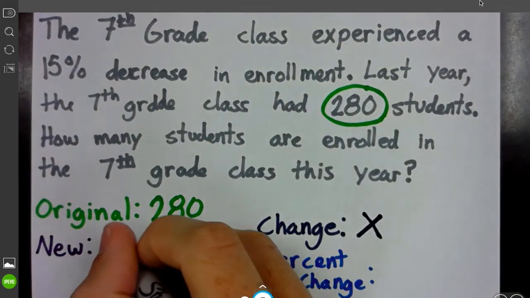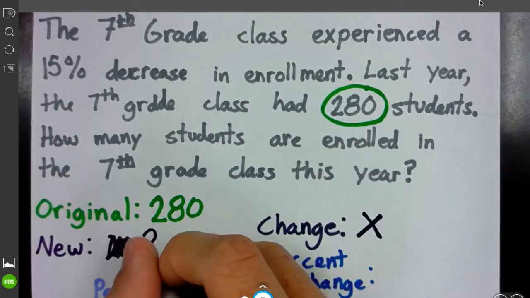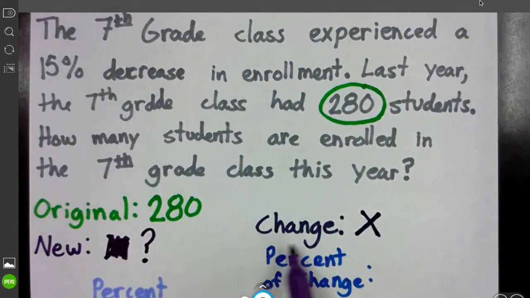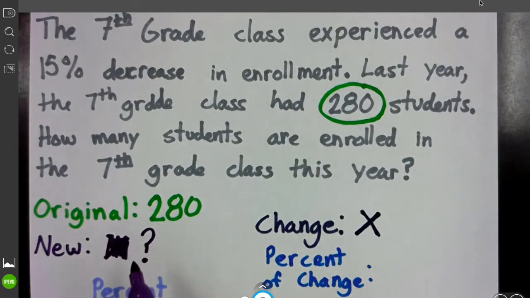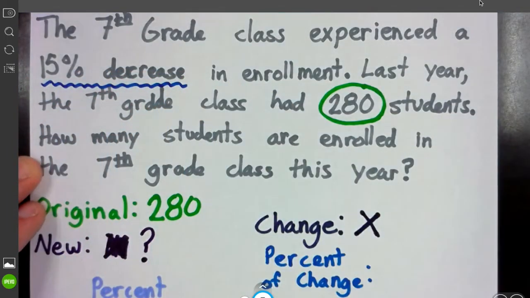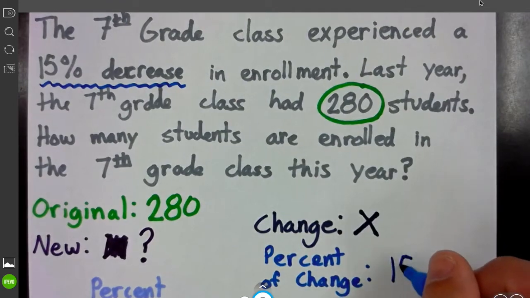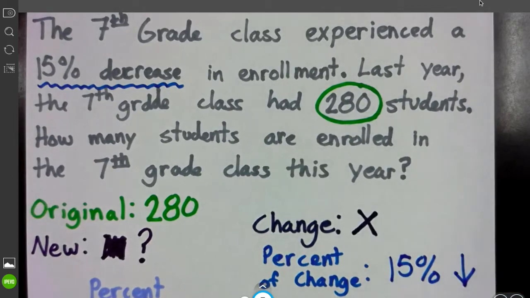I'm going to change this X now to a question mark. Okay, so yeah, we don't know it. But guess what? We're going to have to use this X to find this new. So let's just put a big, huge question mark there. Yes, I know you just put an X and you're going to complain, but it's okay. I promise. Percent of change. They did tell us the percent of change up here. They said 15% decrease right there. So our percent of change is going to be 15%. And I'm going to go ahead and put a little arrow just to say it's decrease.